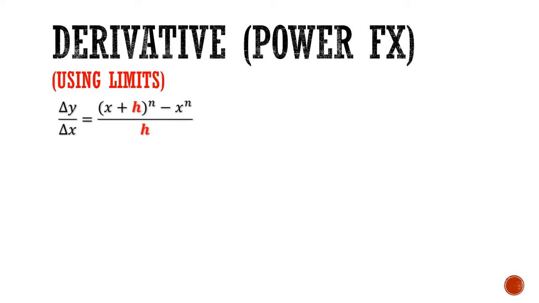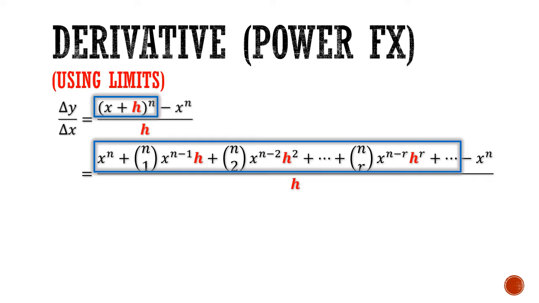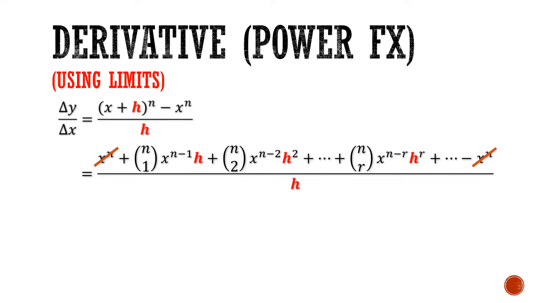Using the binomial theorem, we can expand (x plus h) to the power of n. This is going to give us a lot of terms: x to the power of n, plus n choose 1, x to the power of n minus 1 times h, plus n choose 2, and so on and so forth. So a lot of terms. But basically, you'll see that the first term will cancel out nicely with the x to the power of n that we already had to subtract to begin with.